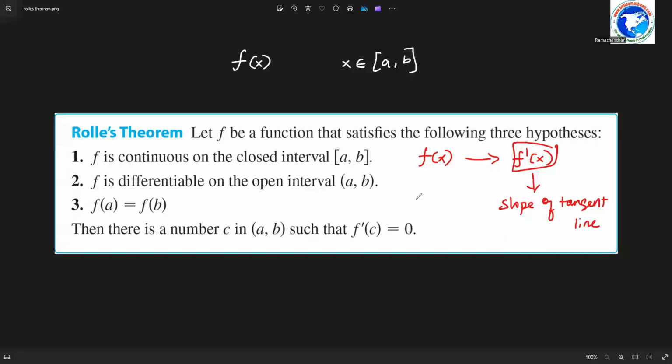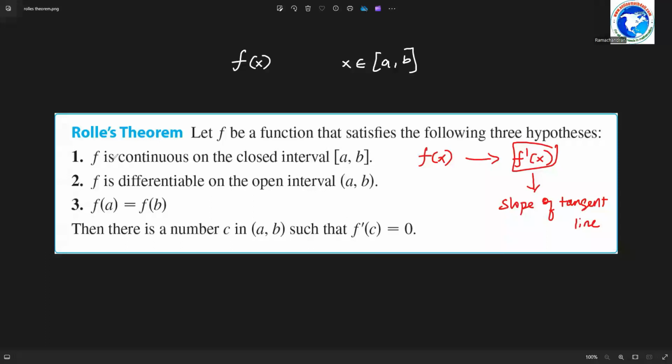Okay, so for any line, if the slope is equal to 0, how can the line be? It will be a horizontal line. So whenever the slope of a straight line is 0, then it will be a horizontal line. So here, f prime of c is equal to 0. That means the slope of the tangent line at x equals c is 0. That means we'll have a tangent line which is horizontal at x equals c.